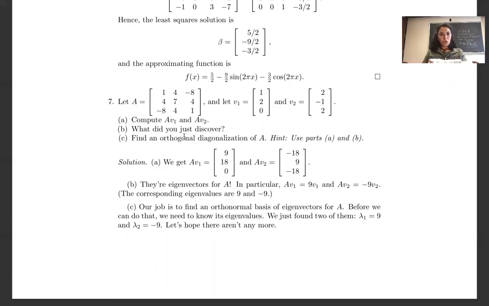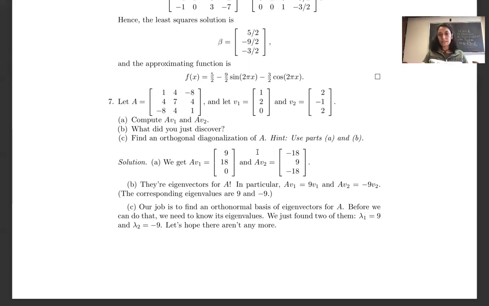Okay, so the first two is easy. What about the last one? Find an orthogonal diagonalization. First of all, what's orthogonal diagonalization? So in order to find an orthogonal diagonalization, first of all, your matrix A should be symmetric because we said every symmetric matrix has an orthogonal diagonalization. So probably the first two parts will help me. Let's find AV1 and AV2. It's easy, just product of matrix and vector.